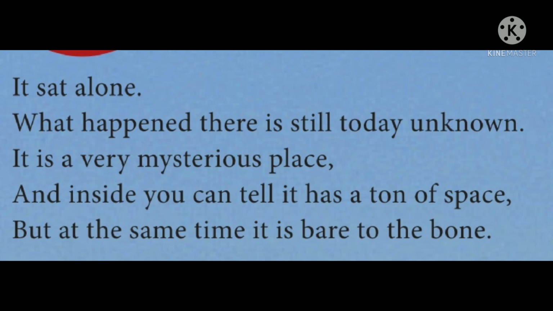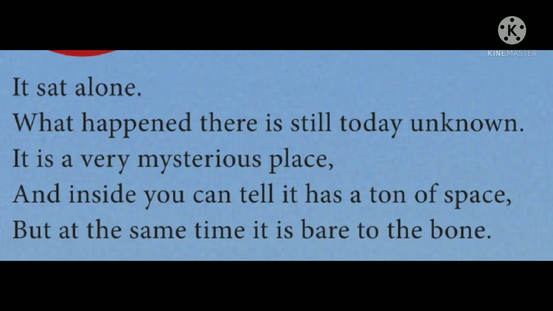Now if we go for the rhyming scheme, that is alone, A. Then unknown, that one also A. Next one place, that is a different sound, B. Next one space, so place, space, that is B. Last one is bone, so it comes under A. So A, B, B, A. So the rhyming scheme is A, B, B, A.